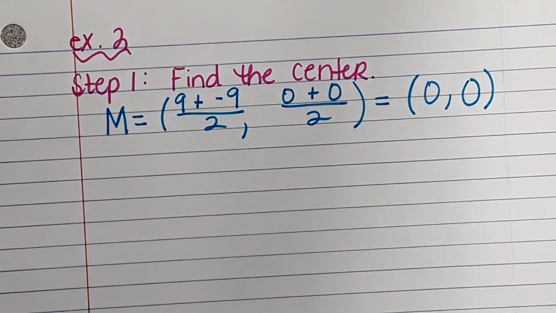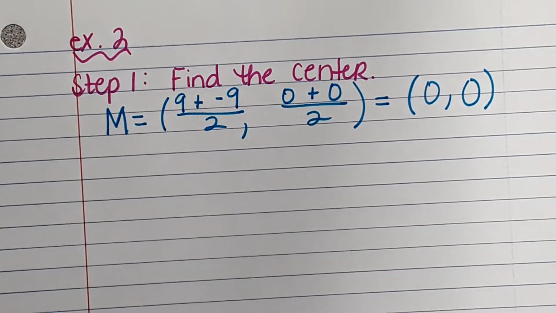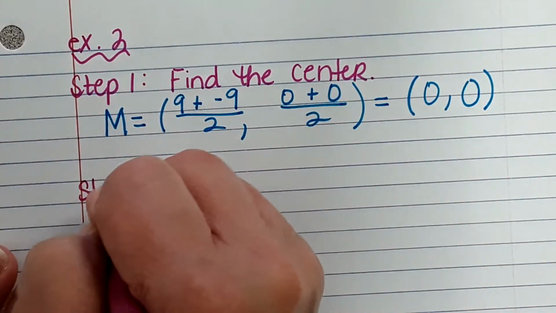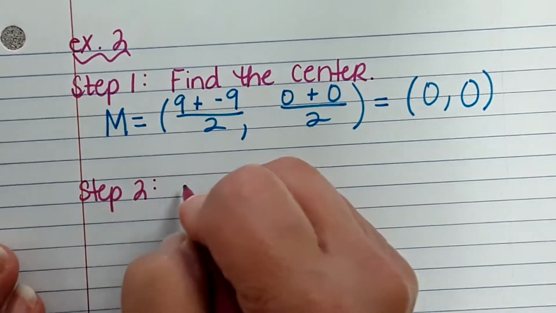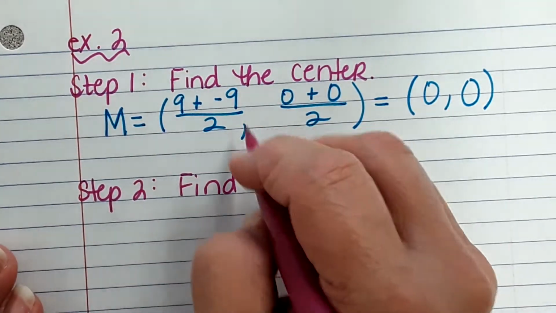So that means it's going to be x squared over a squared minus y squared over b squared equals 1. I know for sure it's going to be that one because they told us it was horizontal. Okay, so step 2 is to find the value of a.